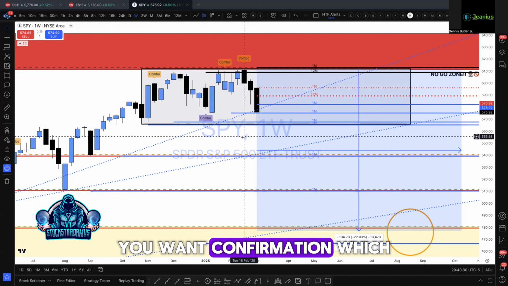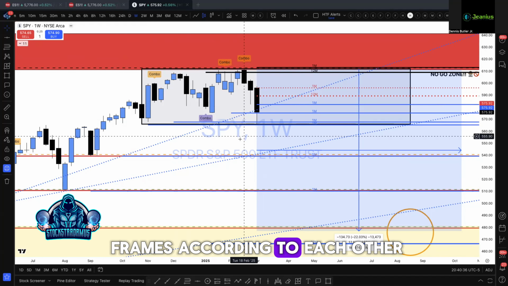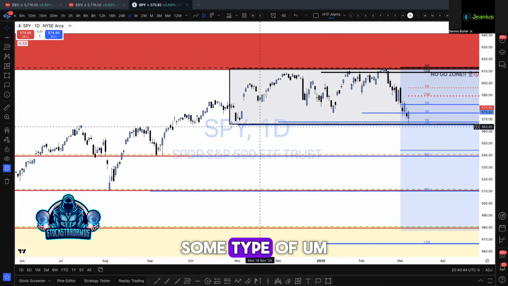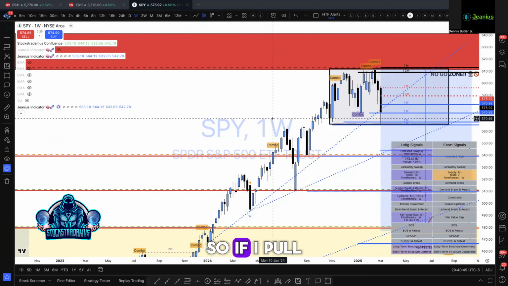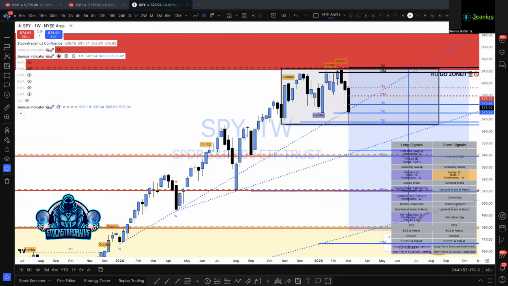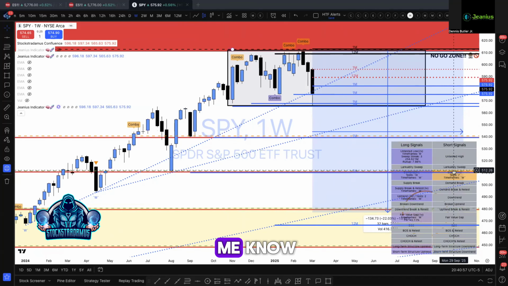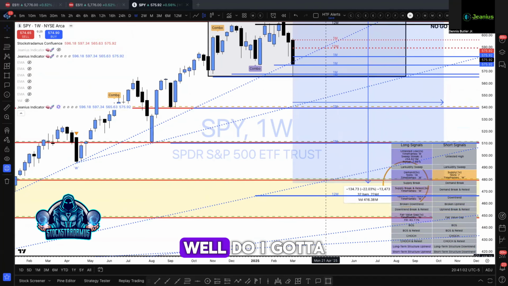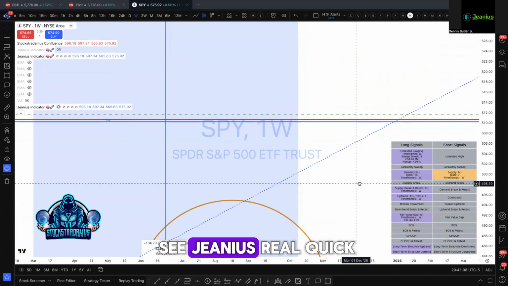You want confirmation, which is why you play the time frames according to each other. That means if I'm looking at this weekly time frame, I want the daily to be giving me some type of confirmation as well. And even if I'm using Jeanius, right? So if I pull up Jeanius right now, not only is Jeanius drawing these trend lines for me, but it's also letting me know here that it's at a trend line. So let me move all this stuff out the way. Let me just extend it. Okay, just so you can see Jeanius real quick.